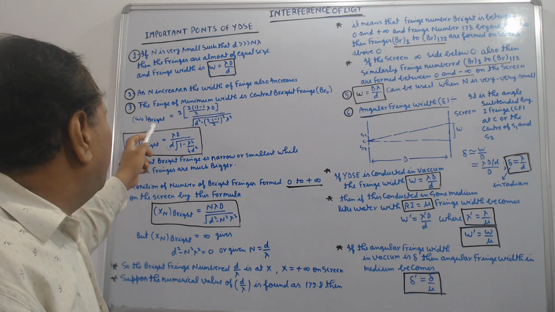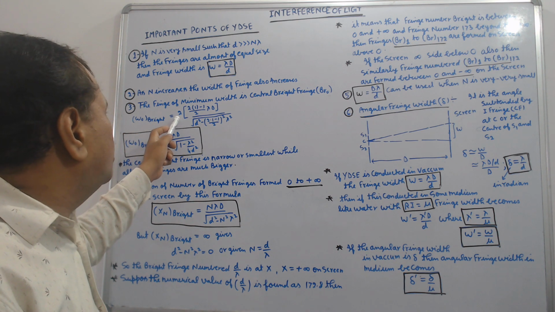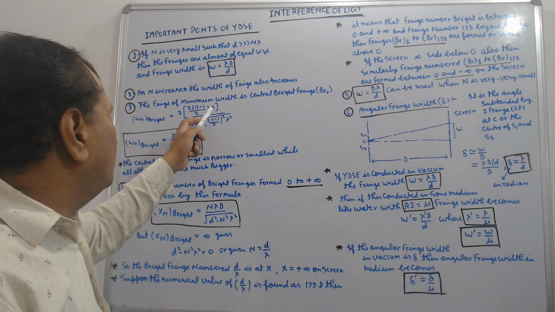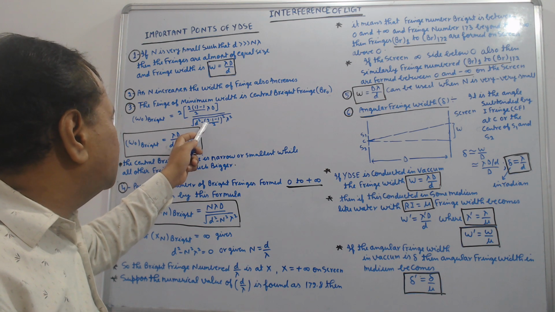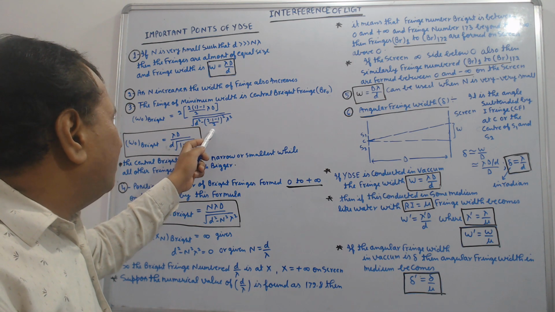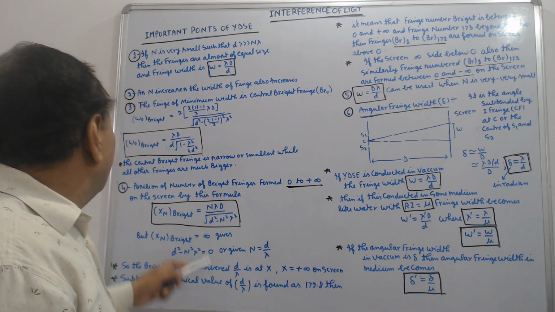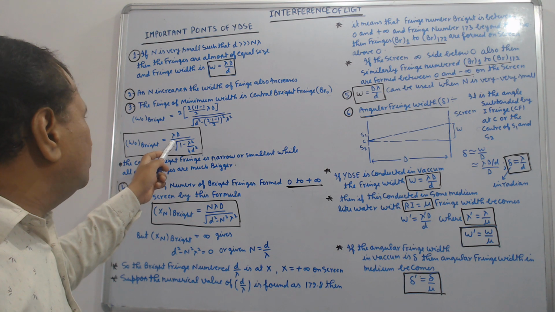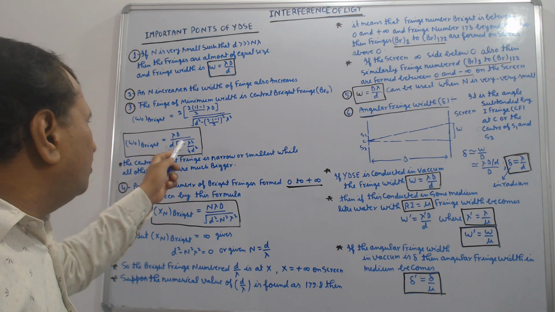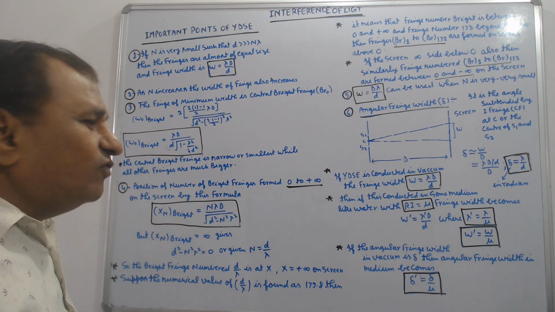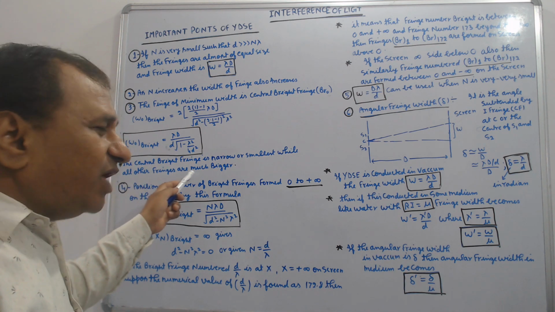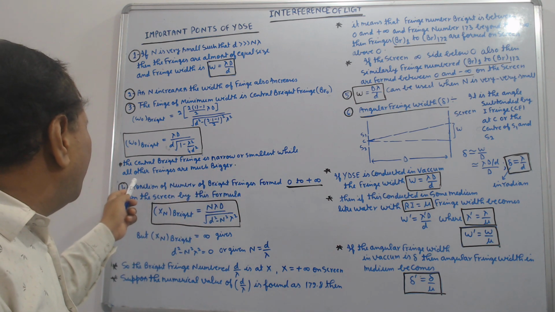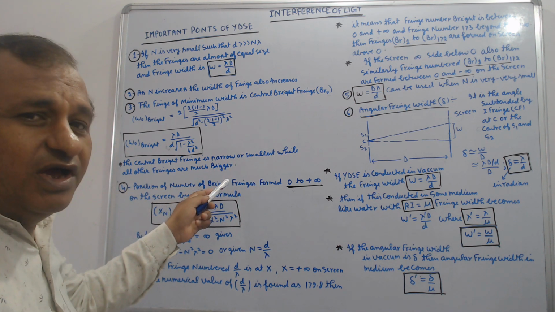W naught of bright fringe, putting N equal to 1, equals 1 minus 1 upon 2, lambda capital D by root d square minus 1 minus 1 upon 2 square lambda square. So this will become W naught bright equal to lambda capital D by small d root 1 minus lambda square by 4d square. The central bright fringe is narrow or smallest while all other fringes are much bigger.